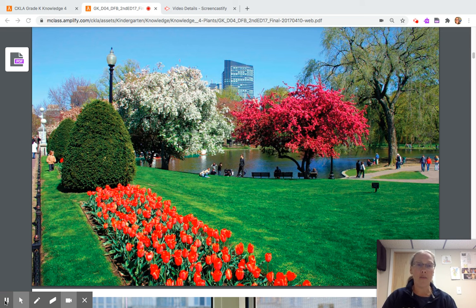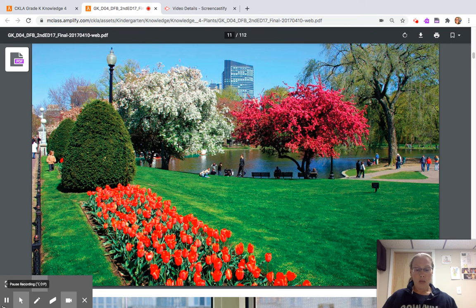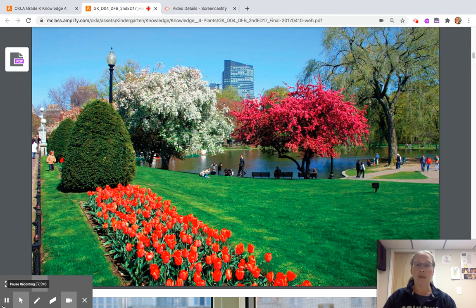So I've got our image of a city, which has many different types of plants that we can view. We see some trees, we have some flowers, some grass. How do you know plants are living things? Did you say that we know plants are living things because they need food, water, air, and light in order to live?